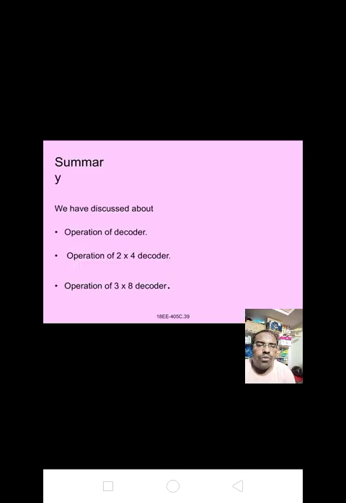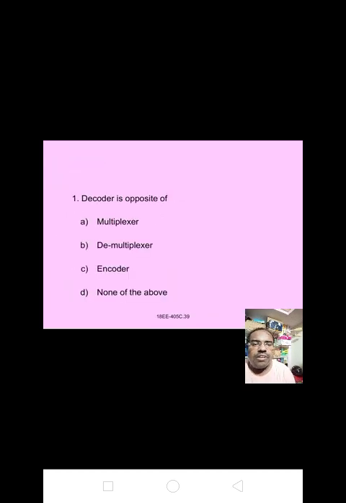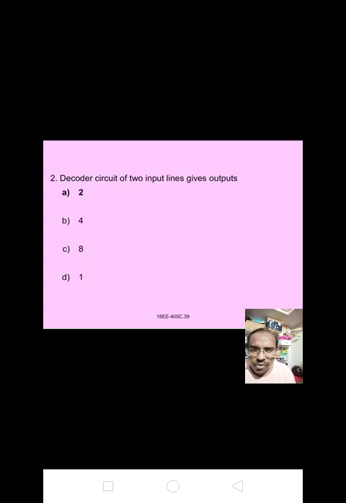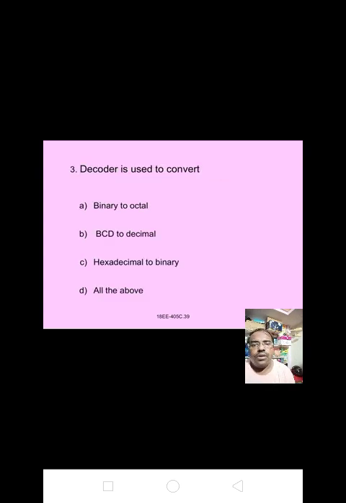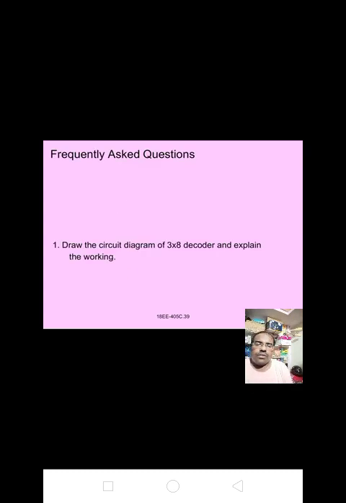Okay, now once again, a decoder is the opposite of an encoder. Next, a decoder is used to convert BCD to decimal. Next, an important assignment question is: draw the circuit diagram of the 3 into 8 decoder and explain the working.